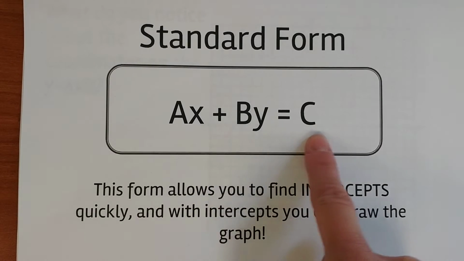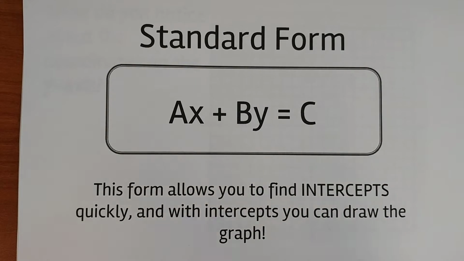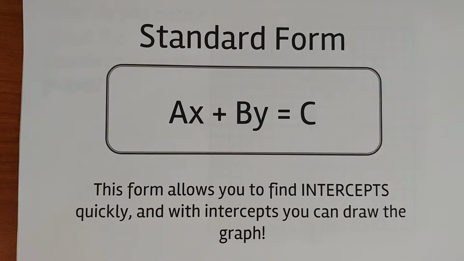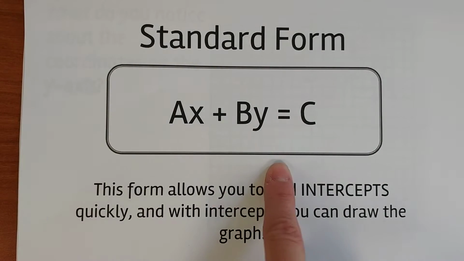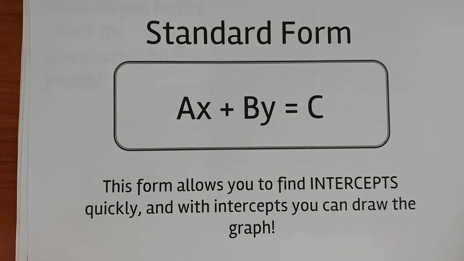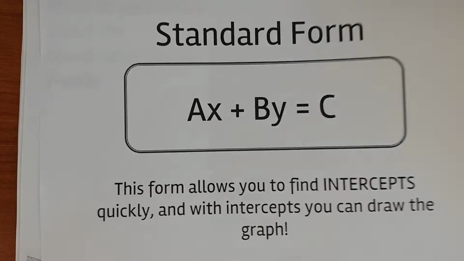All right, if you take a look at standard form again, you might be wondering, how do you graph this, being that the a, the b, and the c don't represent a slope or an intercept? Well, when an equation is in standard form, it allows you very quickly to find the intercepts, and with the intercepts, you can graph it. So we're going to be talking a little bit about intercepts before we start.